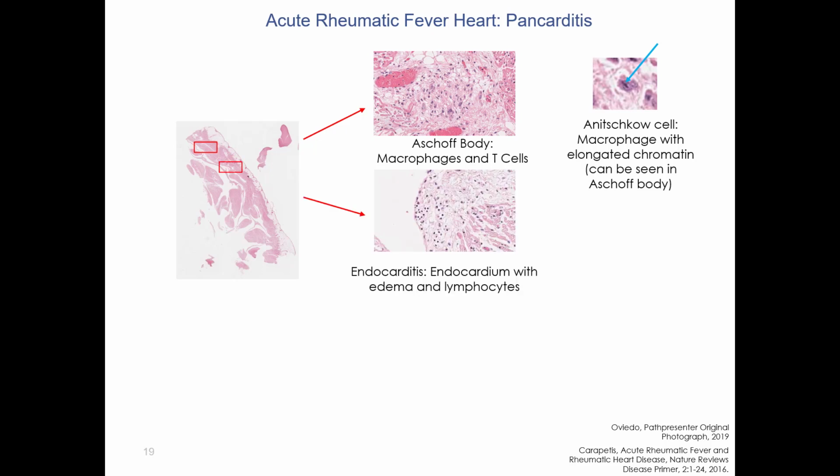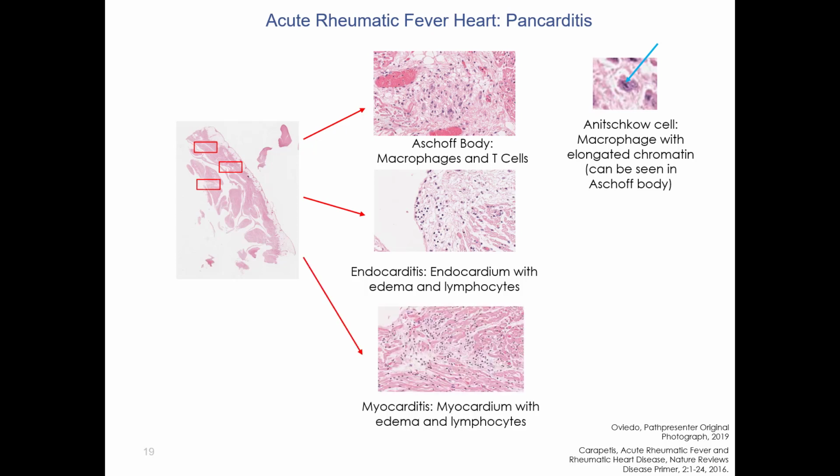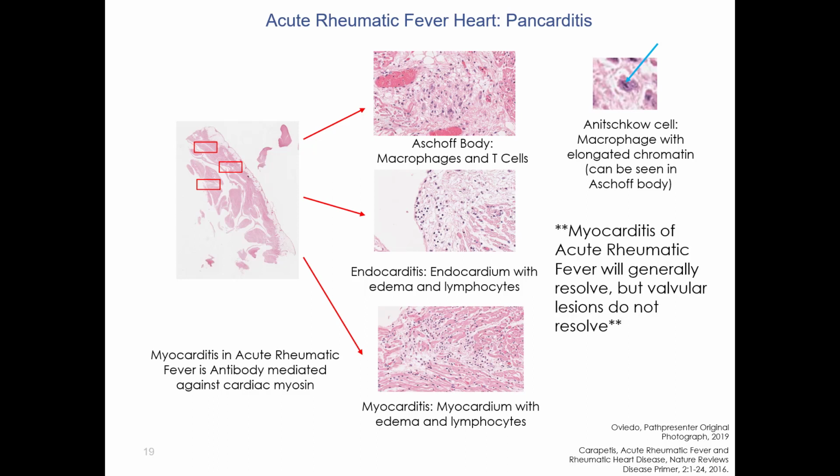Here I've shown endocarditis, which is basically endocardium with edema and lymphocytes. Down here I've shown myocarditis, which is myocardium with edema and lymphocytes. Myocarditis in acute rheumatic fever is antibody-mediated against cardiac myosin. The myocarditis of acute rheumatic fever will generally resolve, but the valvular lesions do not resolve.